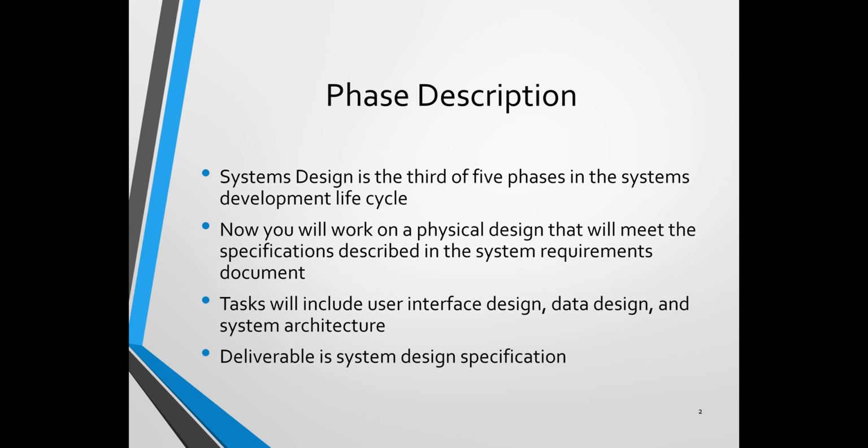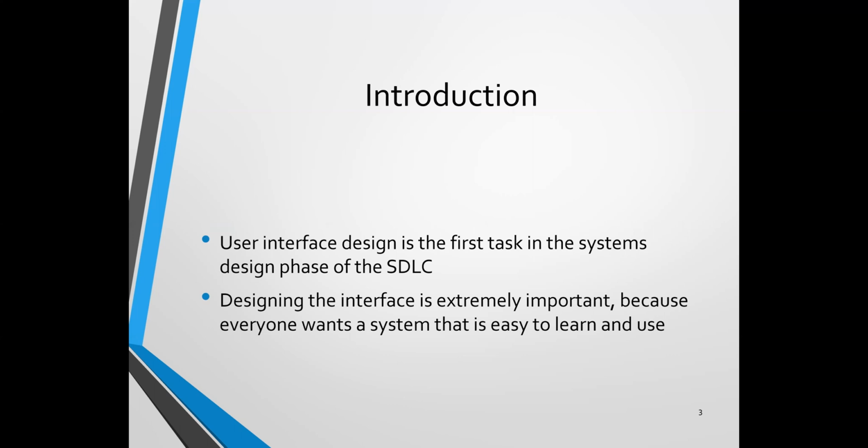The system design specification will be sent to the developers so that they can develop the software or information system to match this system design, because the system design is the way that we design how the information system can interact with the users. So user interface design is the first task in the design phase of the SDLC. Designing the interface is extremely important because everyone wants a system that is easy to learn and to use.